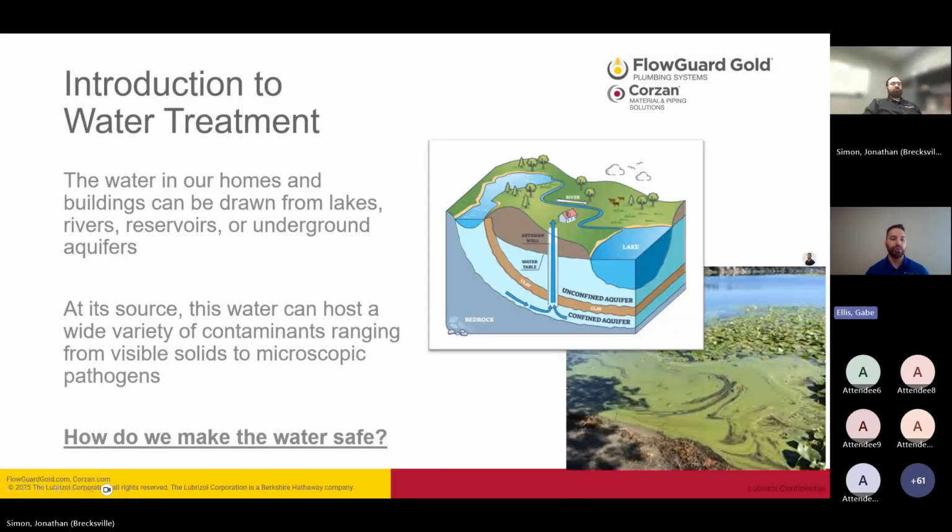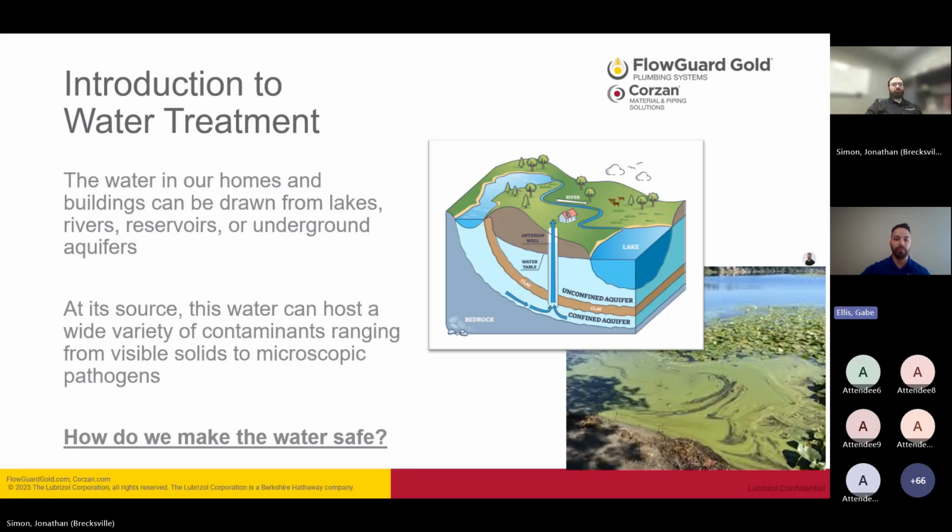So really, introduction to water treatment. Water is so important to all of us, with drinking it, going through our homes, powering things. But water in our homes and buildings is drawn from lakes, rivers, reservoirs, and underground aquifers. At its source, water can hold a variety of different contaminants, ranging from visible solids to microscopic pathogens that can make us sick. And really that begs the question, how do we make water safe?